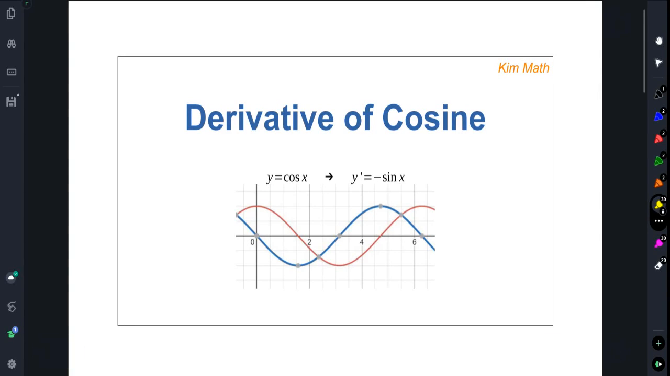Hi everyone, today we will discuss the derivative of cosine. The original function is here, then the derivative of cosine will be negative sine of x.